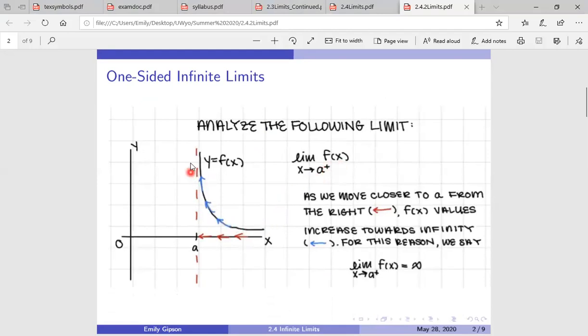In black, I have drawn y equals f of x. As we move closer to a from the right-hand side, I've drawn in red arrows, x approaches a. Those are just x values. The f of x values increase towards infinity, which I have drawn in blue arrows. For this reason, we say that the limit of f of x as x approaches a from the right-hand side is equal to infinity. So let's go ahead and do an example really quick.